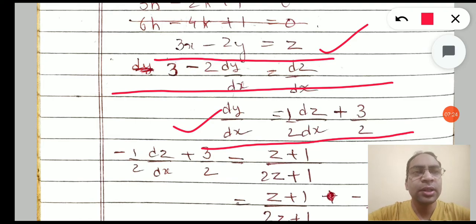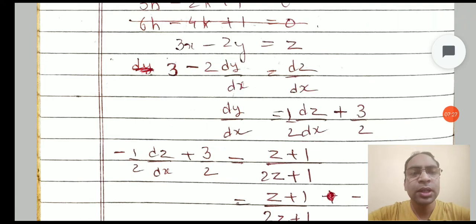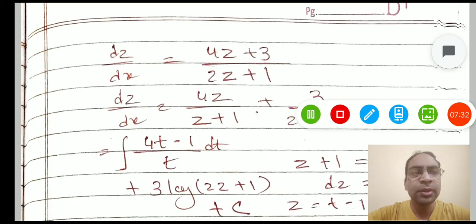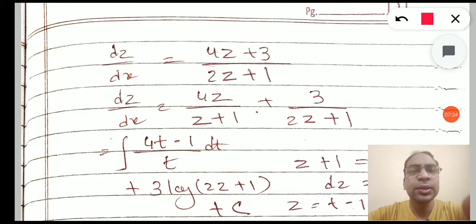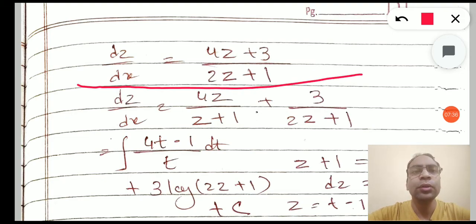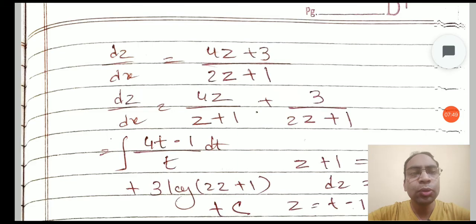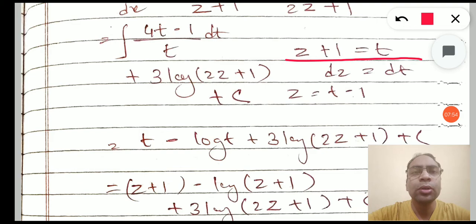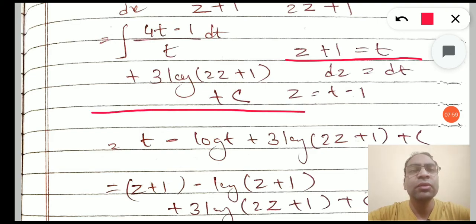Just by replacing these two substitutions, we can see that the equation can easily be converted into variable separable format. So now this is dz/dx equal to (4z + 3)/(2z + 1). This is variable separable form. Now we can solve it by performing direct integration, and for that we'll use the substitution z + 1 equal to t. So this z + 1 will be replaced by t, and the integration will be performed.